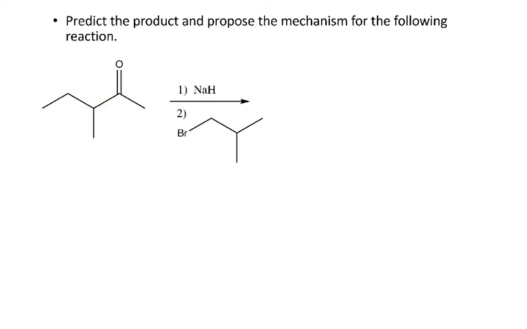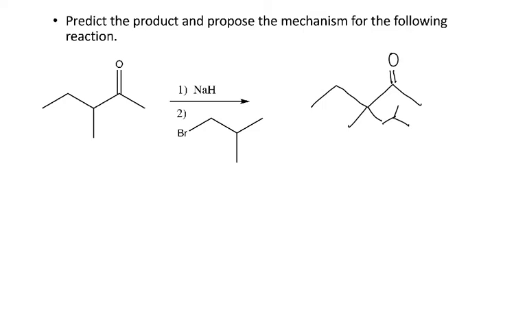So my product, and now be careful. I'm forming the bond between the alpha carbon and this carbon. So I'm adding 1, 2, 3, 4 carbons. So I'm not adding an isopropyl. Make sure that you count your carbons and that you add the right number.